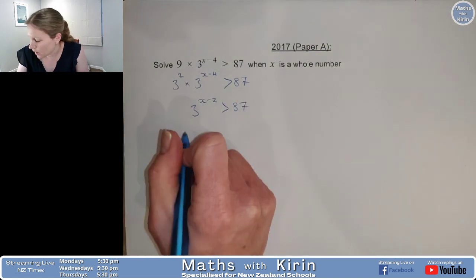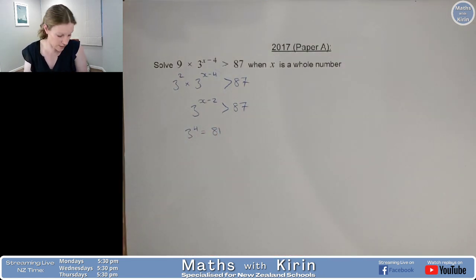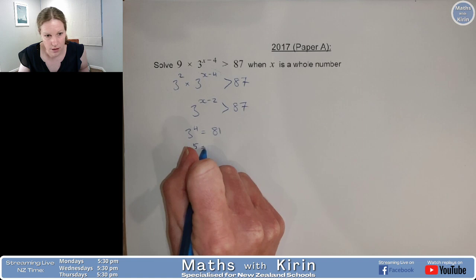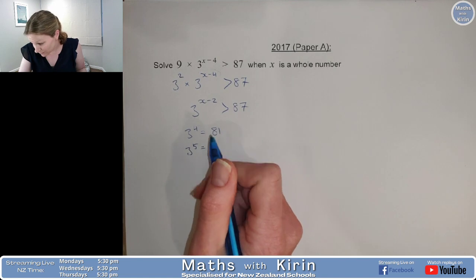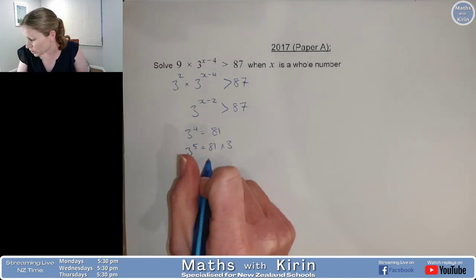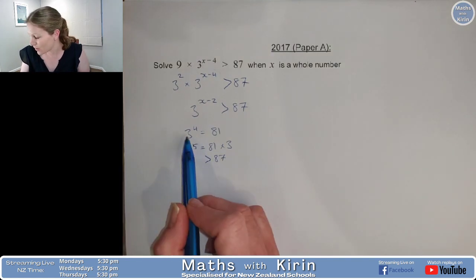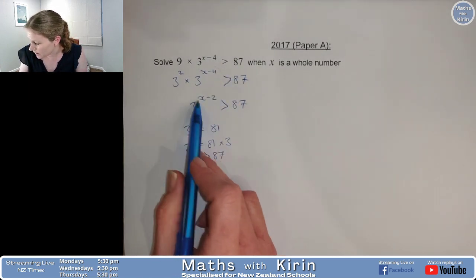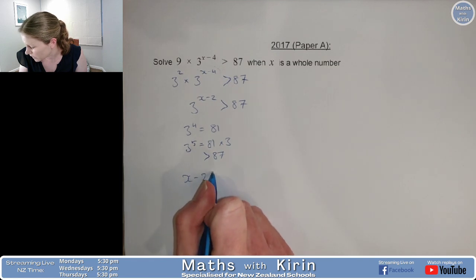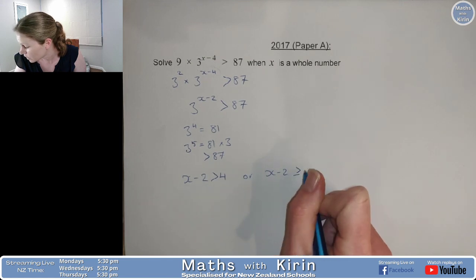Okay, so we know from before that 3 to the power of 4 is equal to 81. If we didn't already know that, then you could easily work that out. And 3 to the power of 5 is equal to 81 times 3, which is clearly greater than 87. Okay, so because we want greater than 87, our x minus 2 has to be greater than 4, or our x minus 2 has to be greater than or equal to 5.